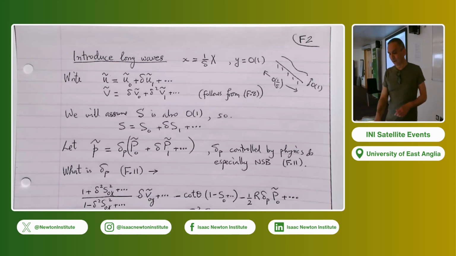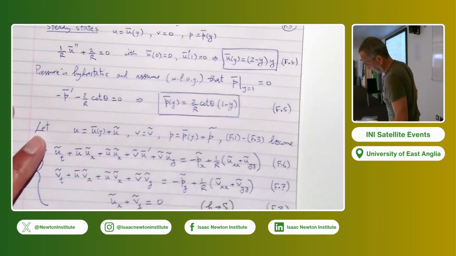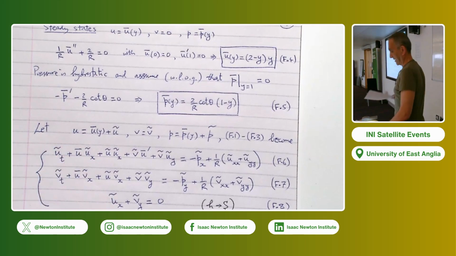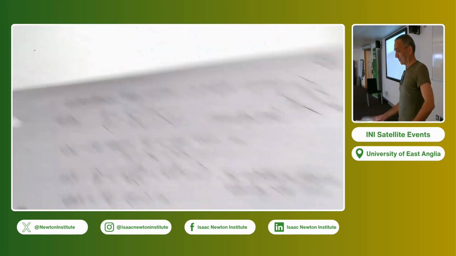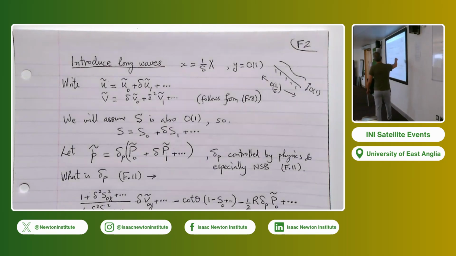This says it follows from F8. I don't even know what F8 is. Oh yeah, okay, I know what I mean by that. So what do I mean by that? This expansion everyone is okay with, right? You have a field, we've got a small parameter, so it's U0 plus delta U1, and so on. But then the V is delta V0 plus delta squared V1, and so on.